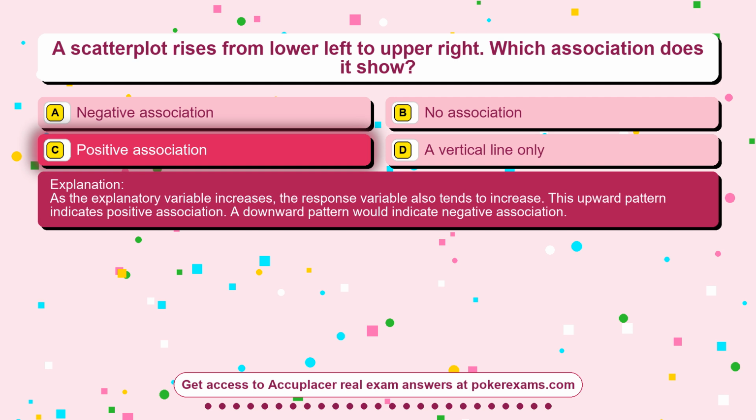As the explanatory variable increases, the response variable also tends to increase. This upward pattern indicates positive association. A downward pattern would indicate negative association.